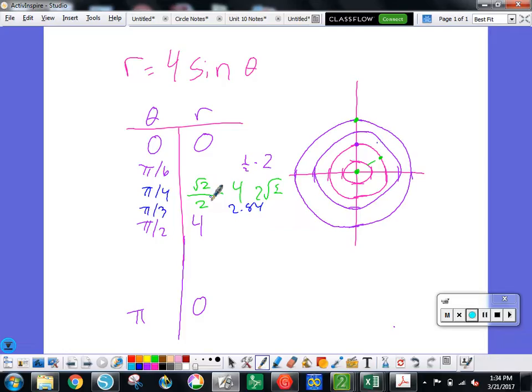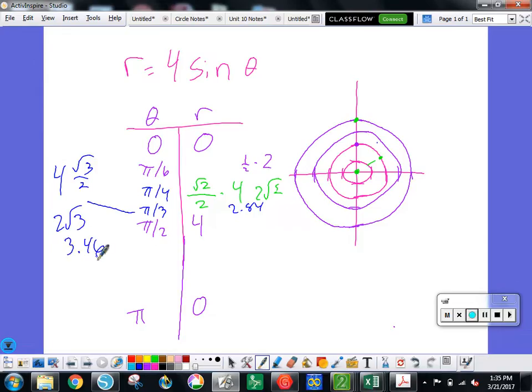I don't want to go over this stuff, so I'm going to come over here. Notice that's 4. Sine of pi thirds is root 3 over 2. So that's 2 root 3. Can somebody help me out with 2 root 3, please? 3.46.